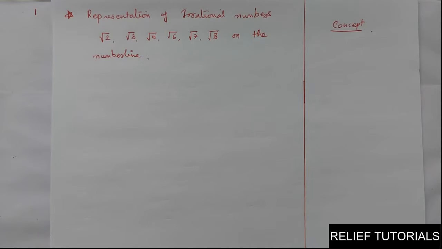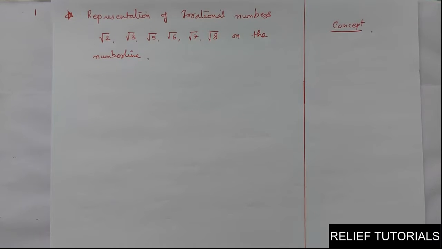In this session, we are going to understand how we can represent irrational numbers on the number line. Irrational numbers like root 2, root 3, root 4, root 5. Actually, root 4 means 2, which is not irrational, it is rational. Root 6, root 7, root 8 on the number line.